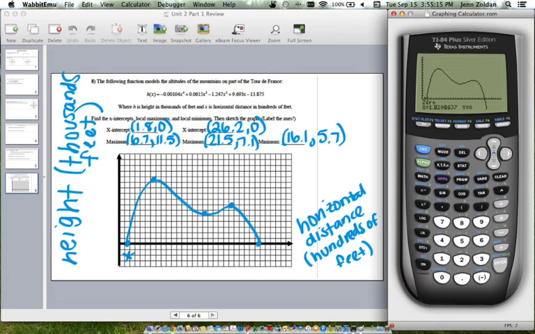This was the x-intercept. This was the x-intercept. This was max, max, and min.